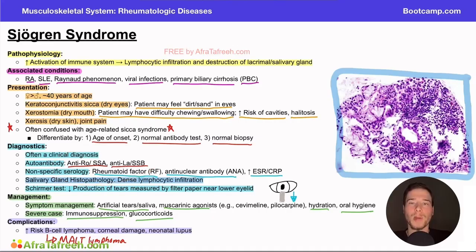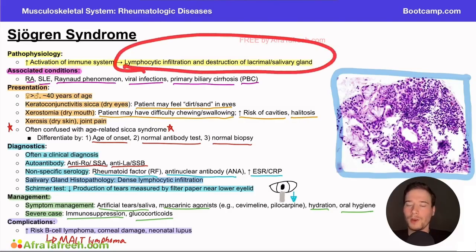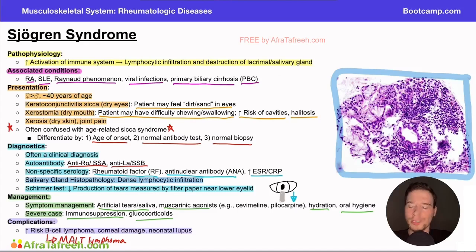So just a quick summary to wrap up this video. We're talking about Sjogren's syndrome. It's a type of autoimmune condition. What happens? We have overactivation of the immune system, leading to lymphocytic infiltration, destroying some of our glandular tissue. We're going to have a lot of presentations of dryness, right? Dry eyes, dry mouth, and dry skin. Be sure not to confuse this with age-related Sicca syndrome. We talked about some of the key ways to differentiate the two right here.